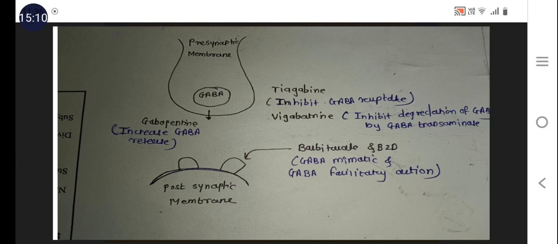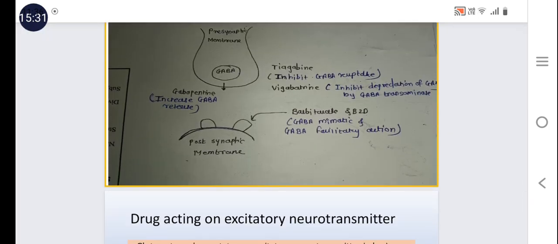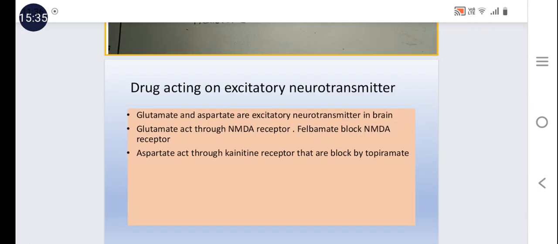They act on the GABA A receptor and cause entry of the chloride through the chloride channels, and it leads to the hyperpolarization and finally leads to the sedation or decrease in the activity of the brain. So this is in brief about the drugs that have a GABA facilitatory action.